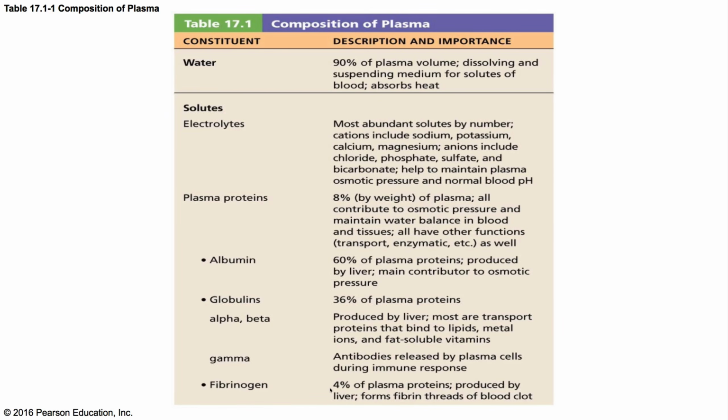Fibrinogen accounts for 4% of the plasma proteins, and it's produced by the liver as well. So all these plasma proteins we have, they're all produced by the liver with the exception of gamma. Now, going back down to fibrinogen, fibrinogen forms these fibrin threads that the platelets end up sticking themselves onto to form a clot when you have injury to the blood vessels.